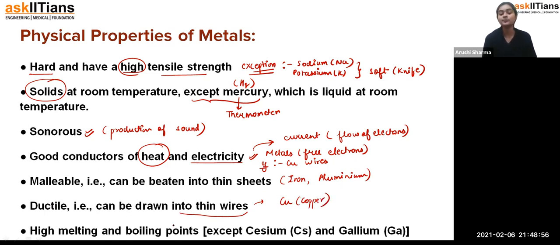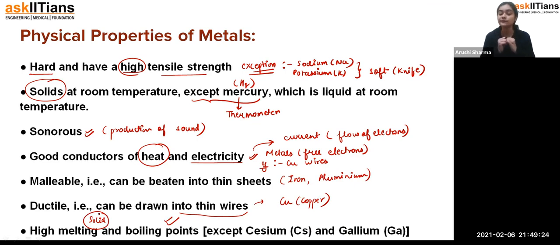High melting point and boiling point. Yes, they have high melting and boiling points, except cesium and gallium; these two metals do not have a high melting and boiling point. Now, why do they have high melting and boiling points, students? Because they are solid in nature. And when something is solid in nature, its particles are very closely packed. And when the particles are very closely packed, that means they have more force of attraction.